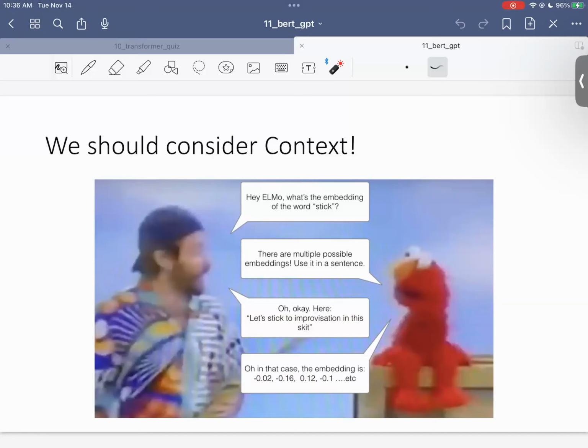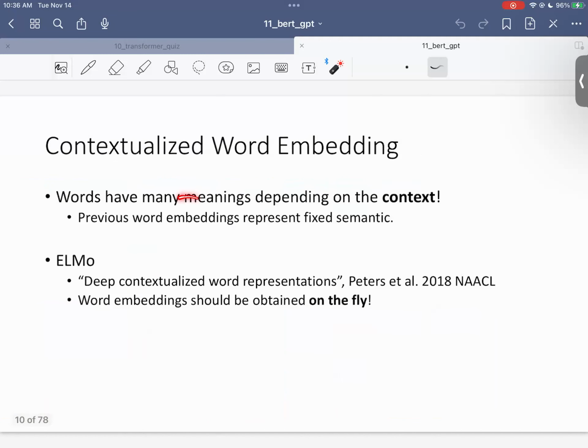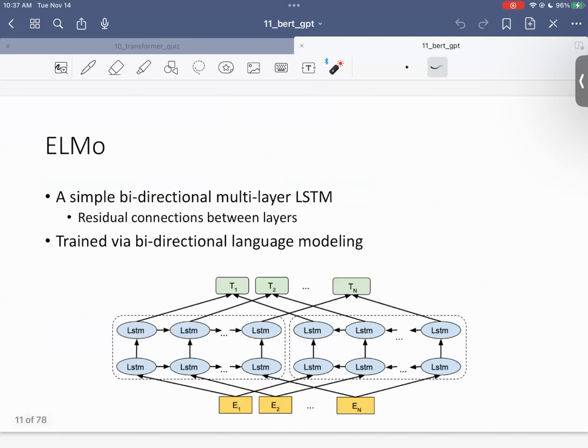Your word embedding is determined by the context, not fixed like in word2vec. Words have many meanings depending on the context. ELMo, if I remember correctly, was the first work that proposed dynamically determined, contextualized word embeddings. Word embedding should be obtained on the fly based on the given context, or the given sentence.